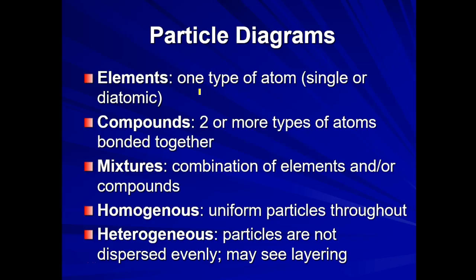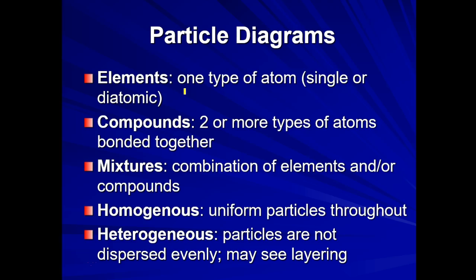Alright guys, welcome back. We're going to look at particle diagrams, specifically elements, compounds, mixtures, and then we are going to classify homogeneous and heterogeneous mixtures from a picture. Okay, so elements have one type of atom. They can be single or diatomic. Diatomic means two together, but they're exactly the same. So hydrogen comes together, so it'd be two dots, and I'll show you one of those in a minute.